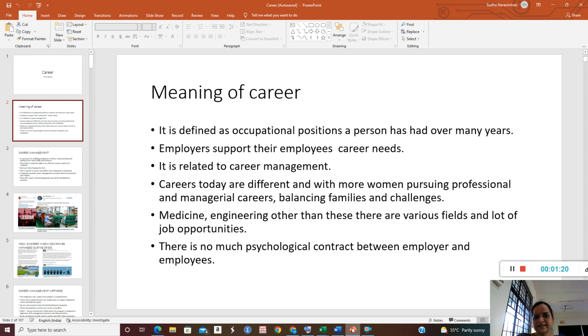In previous days, only medicine and engineering were considered careers for people. But now there are a lot of job opportunities, and a lot of careers have come up. There are a lot of fields where you can make your career. There is not much psychological contract between the employer and the employees nowadays, since there are a lot of opportunities that have come up.